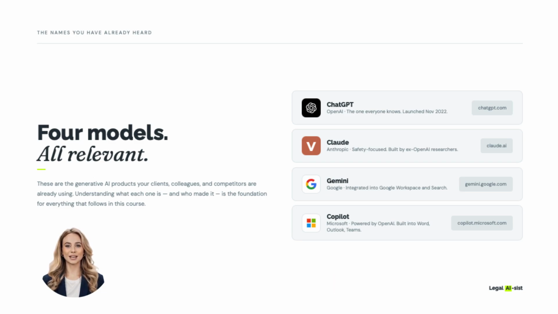Third, Gemini, made by Google, integrated into Google Workspace, which means if your firm uses Google Docs, Gmail, or Drive, Gemini is likely already available to you. And fourth, Copilot, made by Microsoft, powered by OpenAI. If your firm uses Microsoft 365, Word, Outlook, Teams, Copilot is the AI layer being rolled into those tools. This is the most likely route through which AI enters a traditional law firm without anyone making a deliberate decision to adopt it. Know what these are and know who made them. We go much deeper on the companies behind them in Module 2.